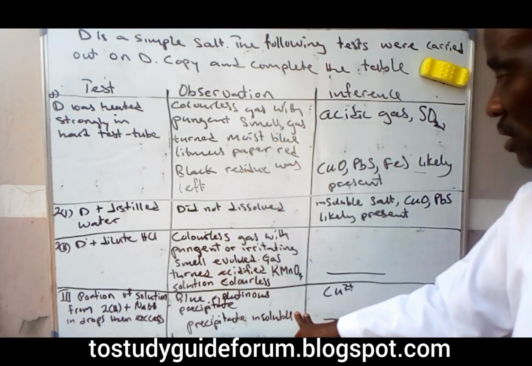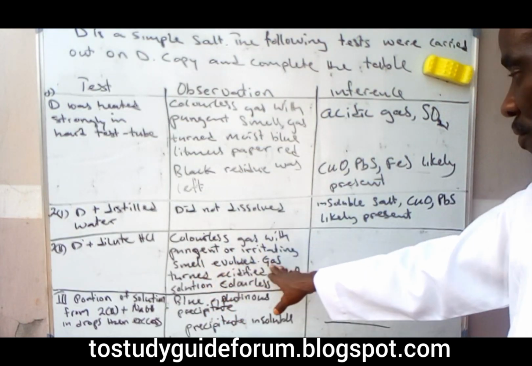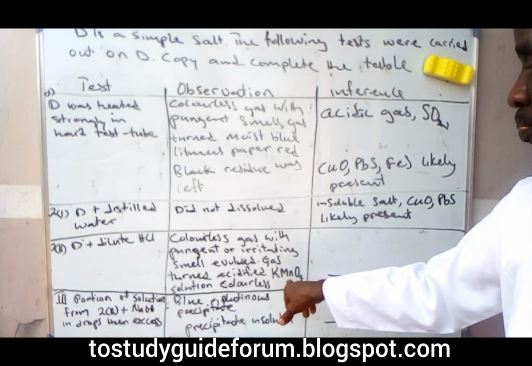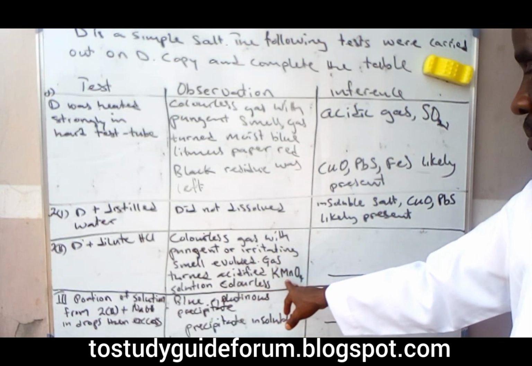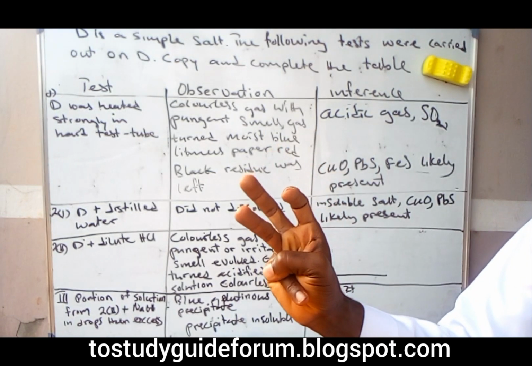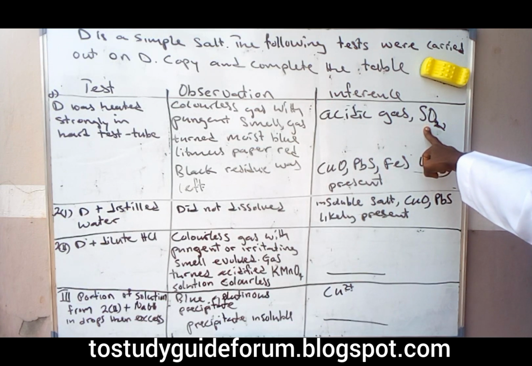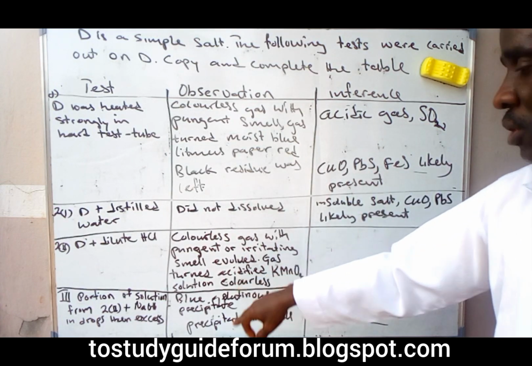The next one is D plus dilute hydrochloric acid. We have a gas that is colorless with a pungent or irritating smell. The gas turns acidified potassium permanganate solution colorless. Turning this colorless means the gas in question is a reducing gas. We have two reducing gases: hydrogen sulfide, and also sulfur IV oxide, which is also a reducing gas and can turn this colorless.